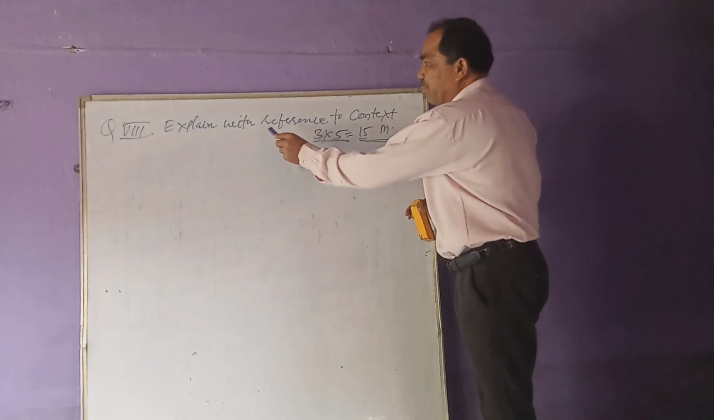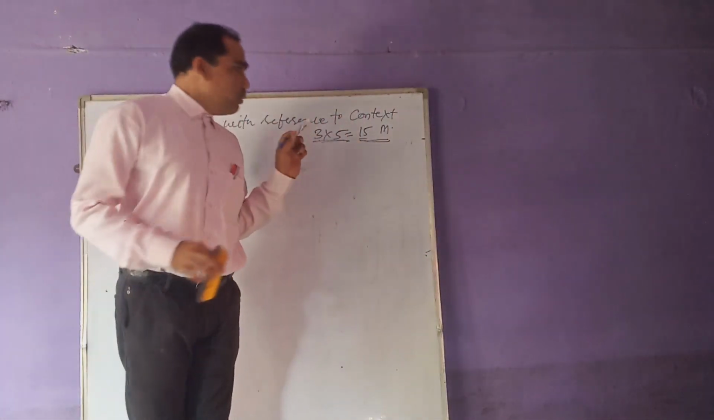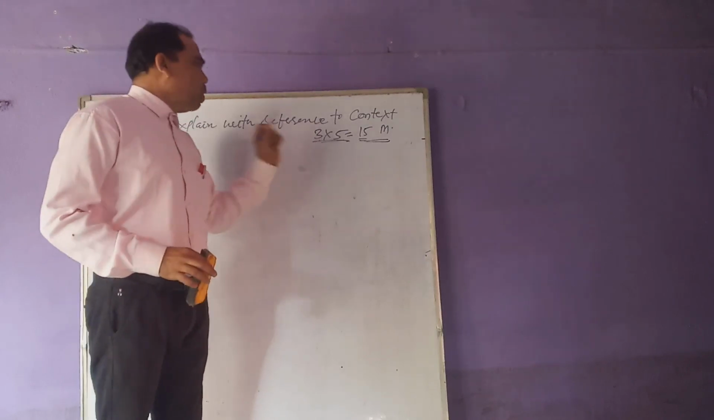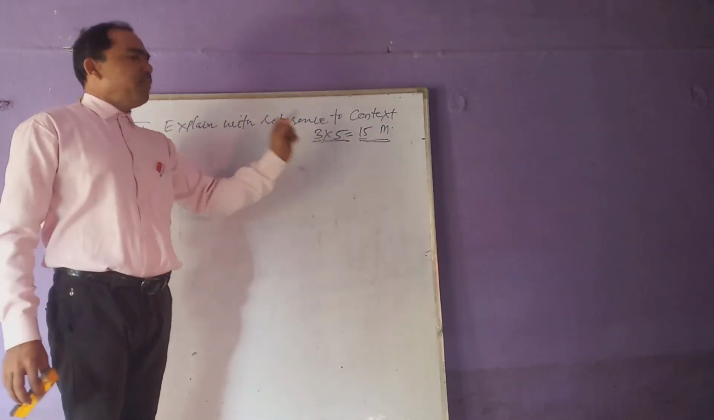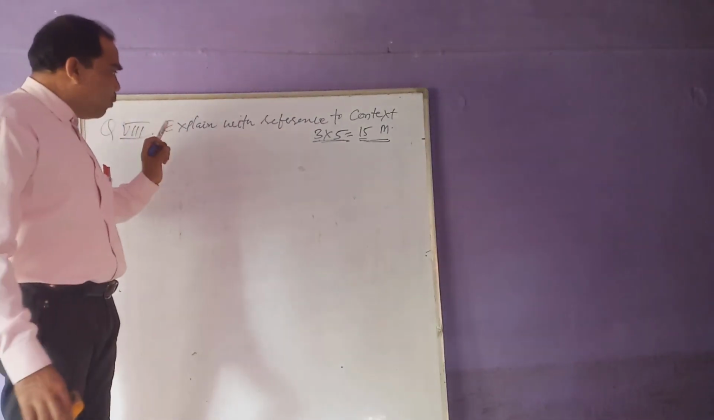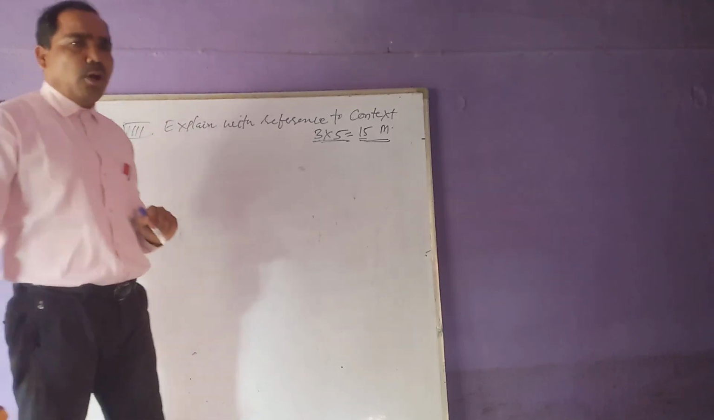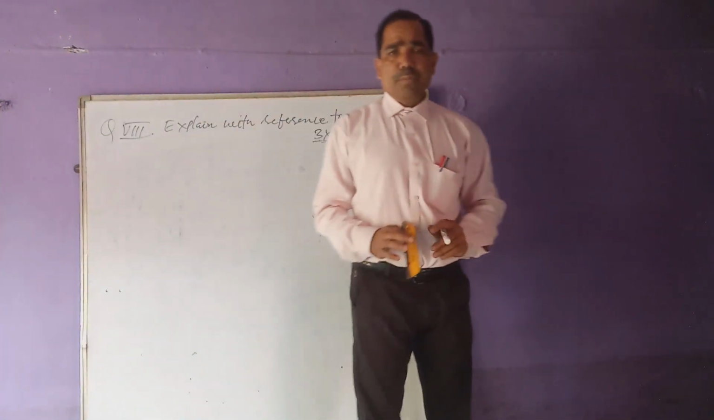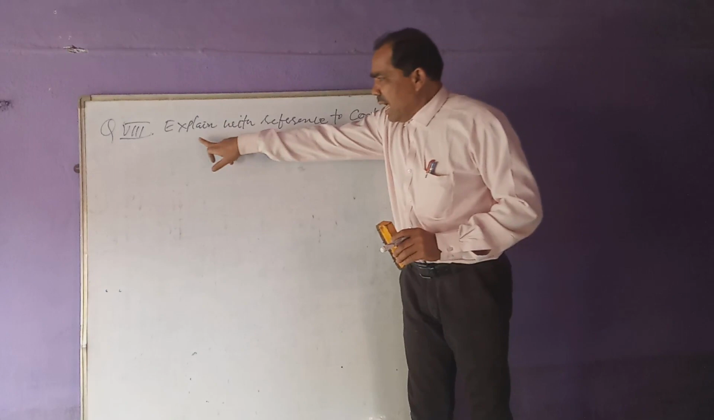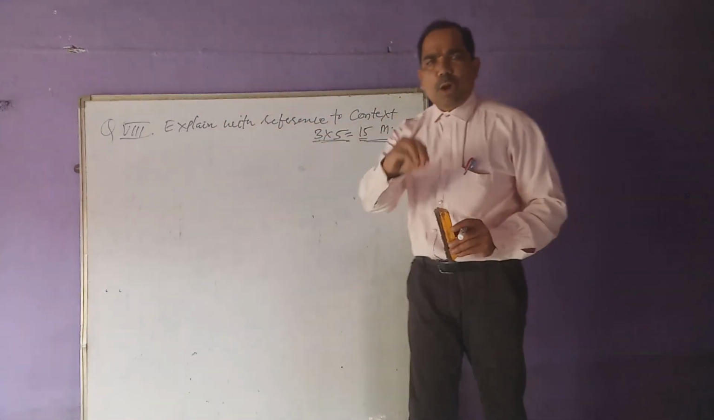In that, there is a compulsory question. What is a compulsory question? The compulsory question is "Explain with reference to the context." While solving this problem, what does one have to do? In Hindi it is "sah sandarbh mein artha spasht karo", that is, explain with reference to the context.